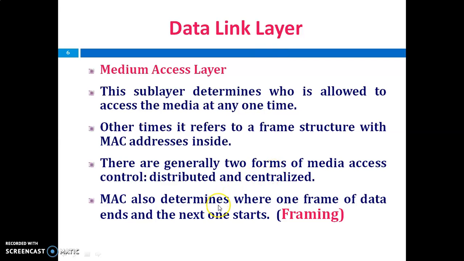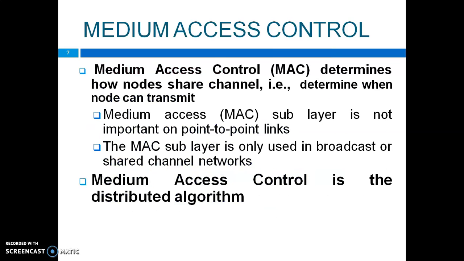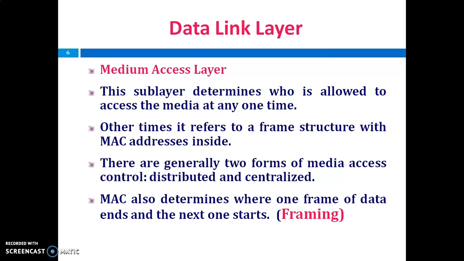So it also determines where one frame of data ends and the next frame starts. That is the work of framing. Framing takes care of this: suppose I am sending hello, welcome. When one frame of data ends, hello is the ending of my first part and welcome is the start of my next frame. So that determination is done by framing. That is also a responsibility of the data link layer, right? Okay, so these are a small recap of the data link layer. Now are all of you clear with what is the data link layer, what is the objective of the data link layer, and what are its responsibilities?